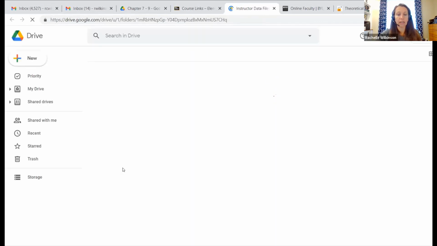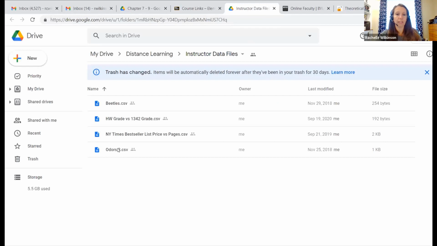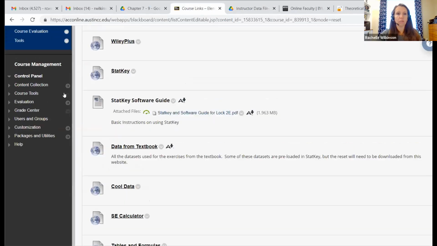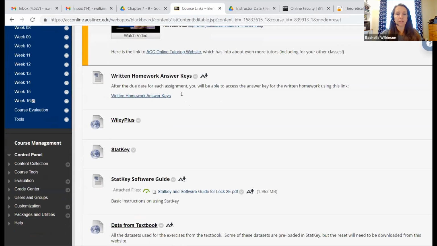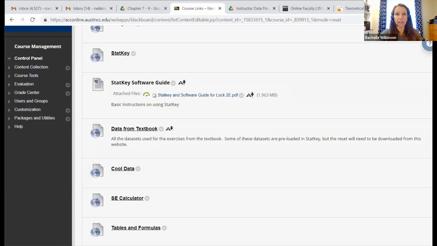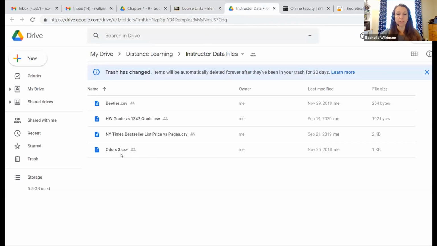And then you're going to download the odors3 data set. So it's called odors3.csv. This is the data for this problem that we're working on. If you're doing this along with me, which I recommend so that you remember how to do it when you get to the homework, then go to Blackboard, choose course links, scroll down to where it says cool data, and then download that odors3 CSV file.